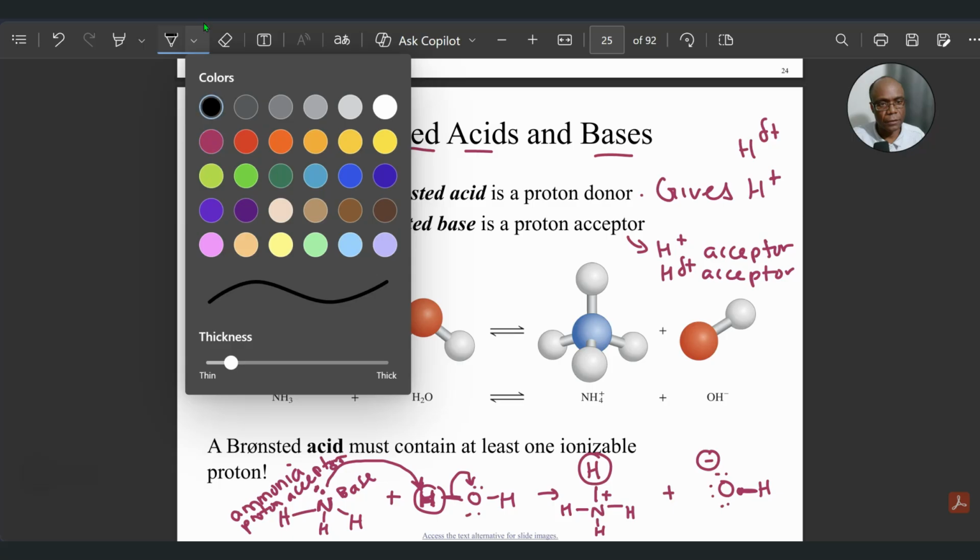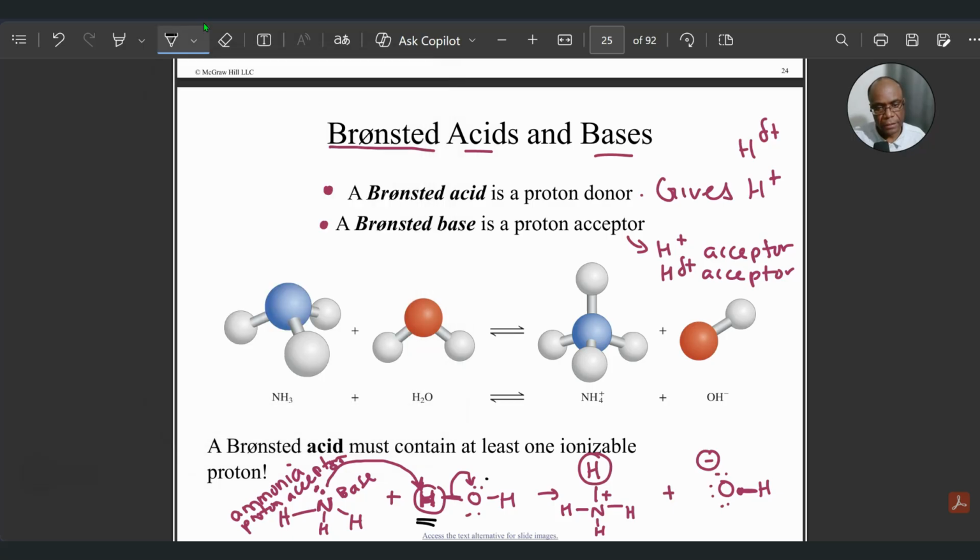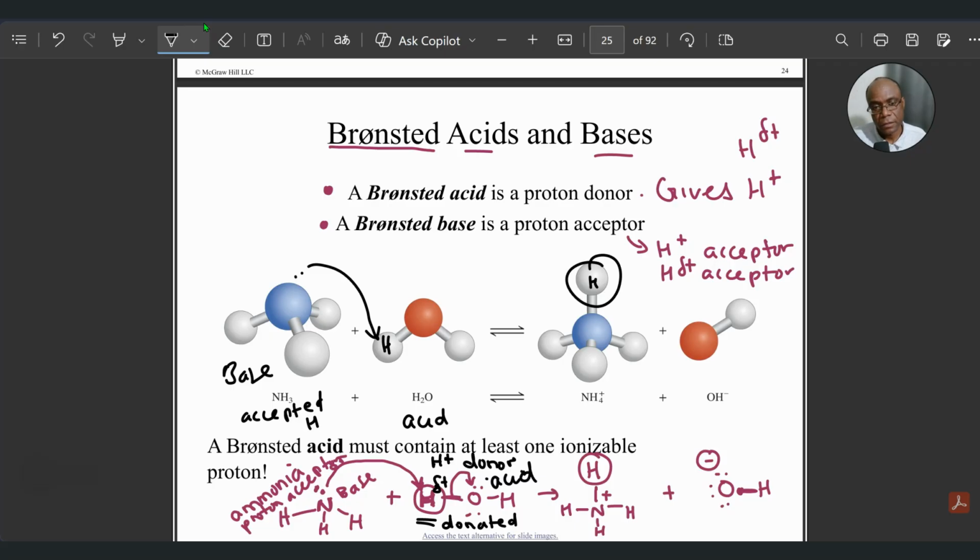On the other hand, the water gave out this hydrogen. That hydrogen is donated. So the hydrogen is partially positive. So this is a proton donor. So water is playing the role of an acid. Okay, so water played the role of an acid by giving away the hydrogen, and ammonia played the role of a base by accepting the hydrogen. It's right here. It was accepted. The water lost the hydrogen. Using the second arrow, we are breaking the bond to give you the hydroxide.